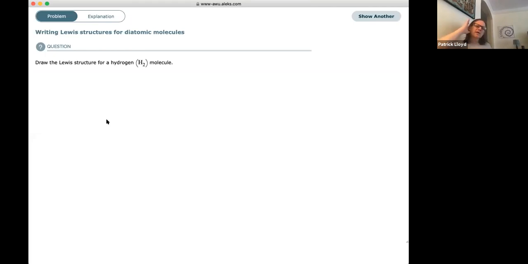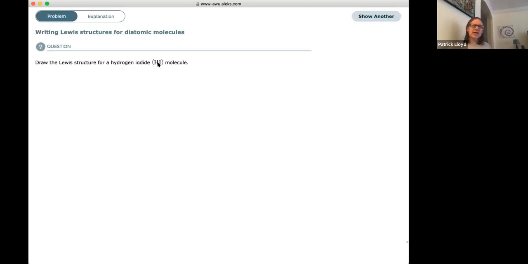So let's come over and look at the next type of problem, which is writing Lewis structures for diatomic molecules. Here we go. Now remember, diatomic just means 2 atoms, and we're just doing really simple Lewis structures here. Just 2 atoms, doesn't get any easier than that. Draw the Lewis structure for H2. So there's 1, that's pretty simple.